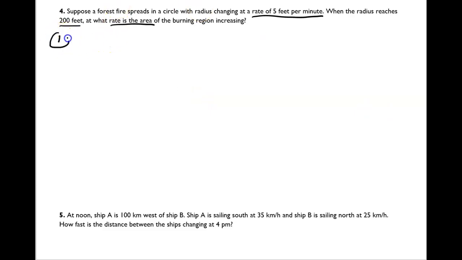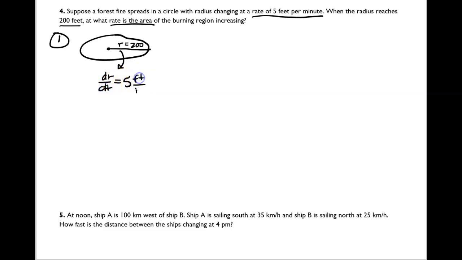So we're going to draw our picture. We have a circle. Well, that's a bad circle, but it's more of an oval. I'm just trying to make it flat. It's changing at a rate, our radius is 200 feet. I'm going to go ahead and draw that in. Our r is 200 feet. Our rate of change of our radius is 5 feet per minute.